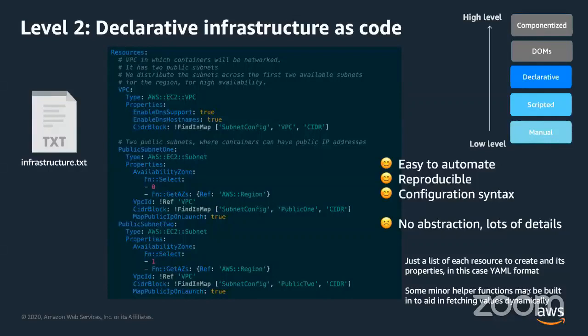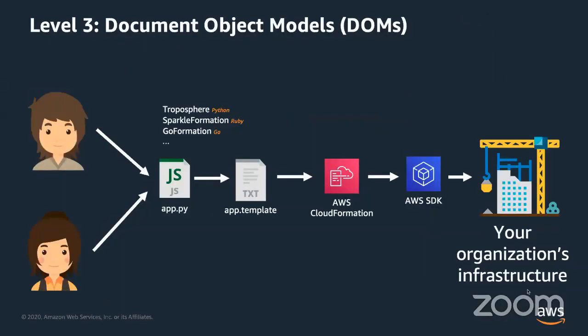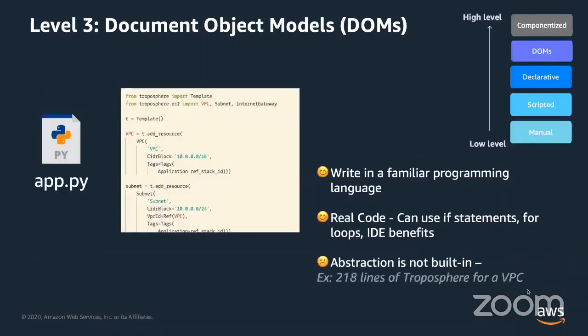And so came a lot of these document object models. I believe we all remember Troposphere or GoFormation as resources, which would let you write code in your favorite programming languages. They would generate the CloudFormation templates or Terraform templates in the backend, that you could use to deploy to your AWS cloud. Now, this was good because I can use my familiar programming languages. I can write real code. I can use my IDE. I can write my if statements and for loops and whatnot. But still, abstraction was not built in.